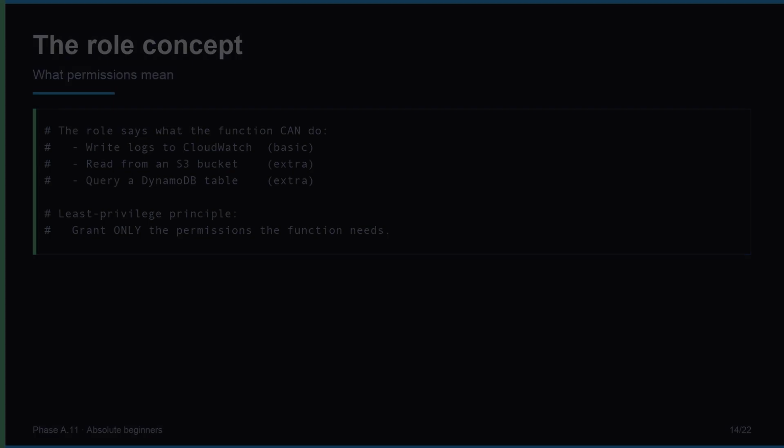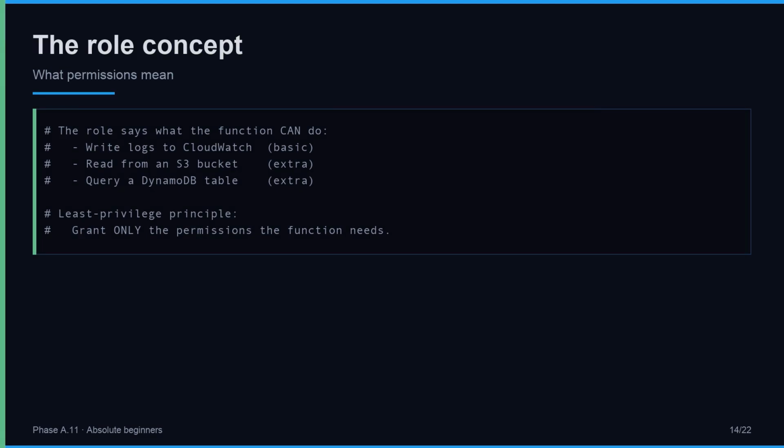Permissions as a badge. Think of the role as a badge. The badge lists what the function is allowed to do. A basic badge lets the function write logs, which is the minimum every lambda needs. If your function reads a file from S3, you add an S3 read permission. If it queries a database, you add a database permission. The security principle here is called least privilege: grant only the permissions the function needs, and nothing more. This way, even if an attacker triggers your function maliciously, the damage is limited to what the role allows. Grant only what is needed.